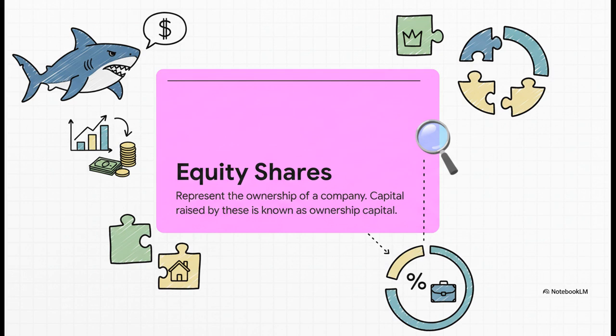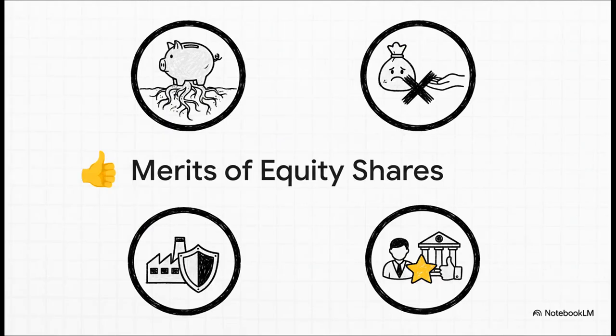Well, they're selling a tiny piece of their company, like a small slice of a pizza. And that tiny slice of ownership is called an equity share. So why would anyone sell a piece of their own company? Well, for one, the money they get is permanent capital. The business never has to pay it back.